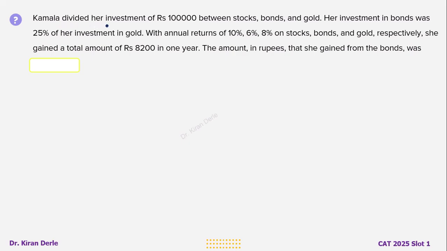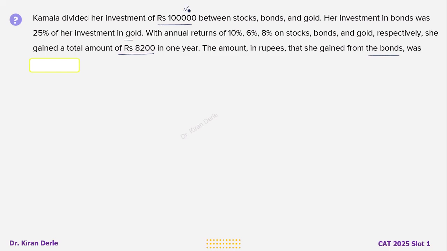Kamala divided her investment of rupees 1 lakh between stocks, bonds and gold. Her investment in bonds was 25% of her investment in gold, with annual returns of 10%, 6%, 8% on stocks, bonds and gold respectively. She gained a total amount of rupees this in 1 year. The amount in rupees that she gained from the bonds was, okay, fine.